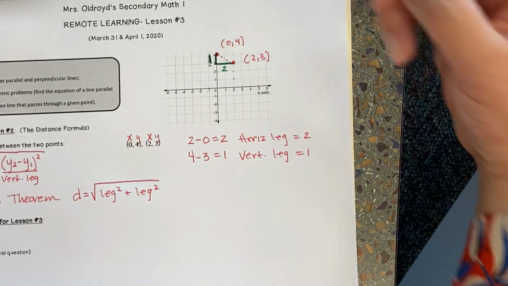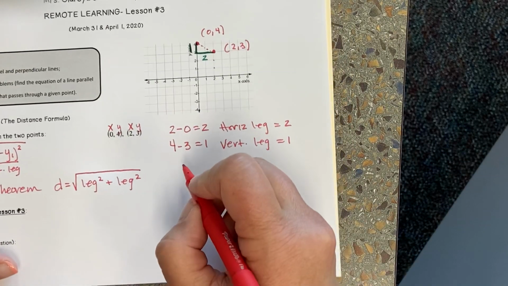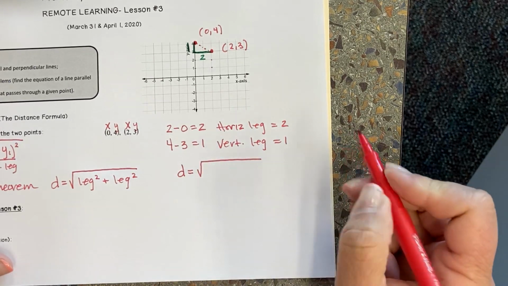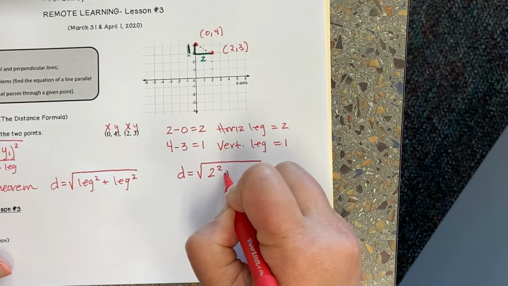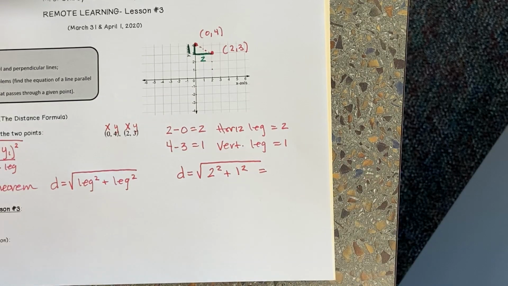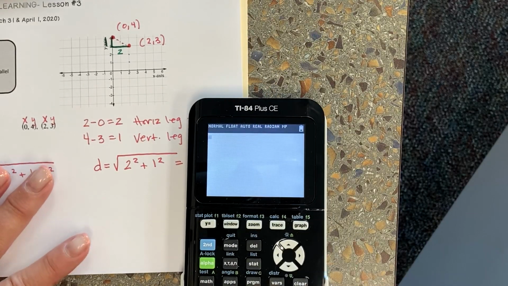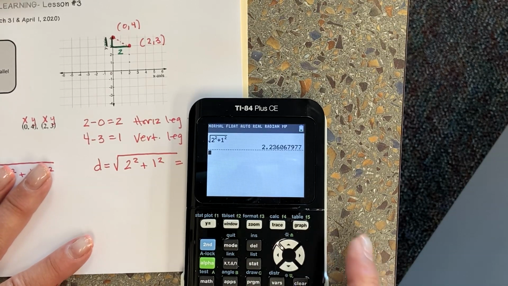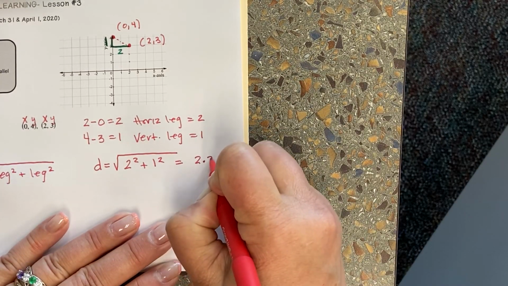All right, but we're really looking for this diagonal piece. So that's where the Pythagorean theorem comes in. So the distance equals square root of leg squared plus leg squared. So 2 squared plus 1 squared equals square root of 2 squared plus 1 squared equals 2.23. We are rounding to the nearest tenth, so it's just 2.2.